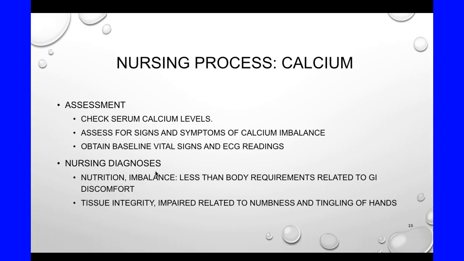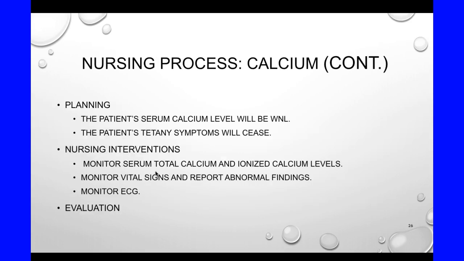Or tissue integrity. If somebody has a low calcium or say a high calcium, it's more high calcium, you can have numbness and tingling of your hands. So this makes sense. Planning, nurse interventions. Now it says to monitor total calcium and ionized calcium levels. Ionized calcium is specifically the calcium that's floating around in your bloodstream, not within the cells. Okay, it just breaks it apart.